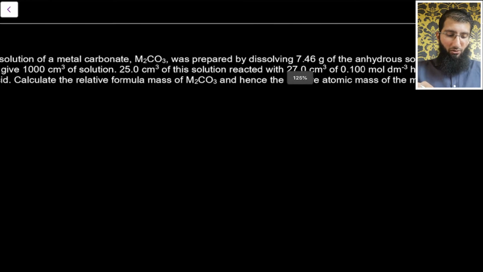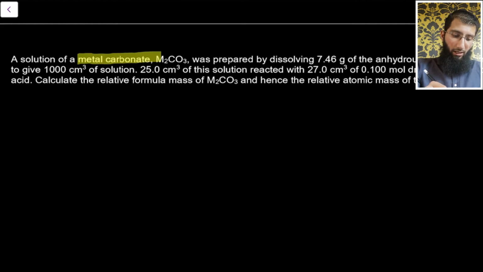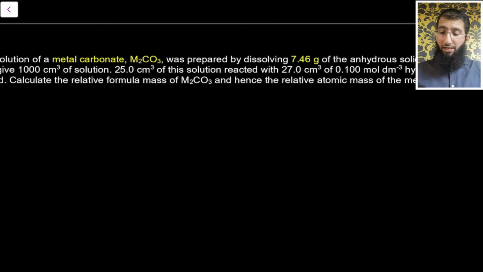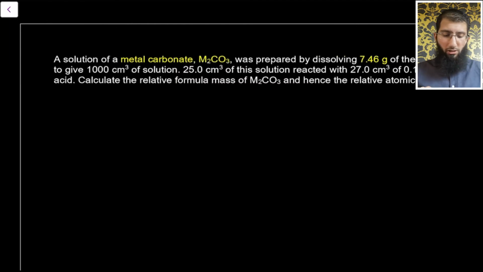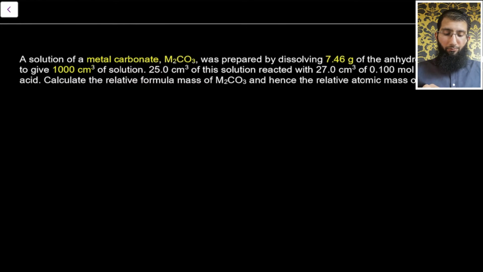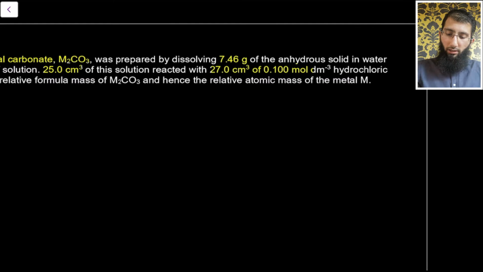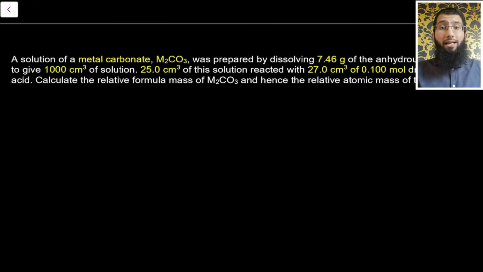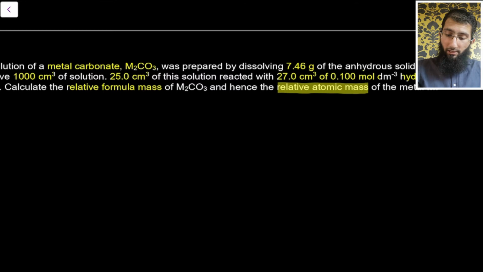Now, you're told in this question you've got a solution of metal carbonate which was prepared by dissolving 7.46 grams of the anhydrous solid, anhydrous meaning no water. So 7.46 grams was dissolved in water to give 1,000 centimeters cubed of solution. We're told that 25 centimeters cubed of this solution reacted with 27 centimeters cubed of 0.1 molar HCl. We've been asked to calculate the relative formula mass of M2CO3 and thus the relative atomic mass of metal M.